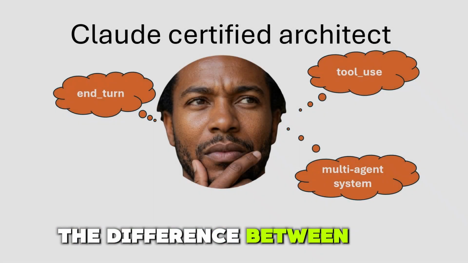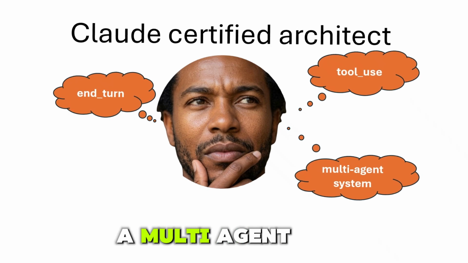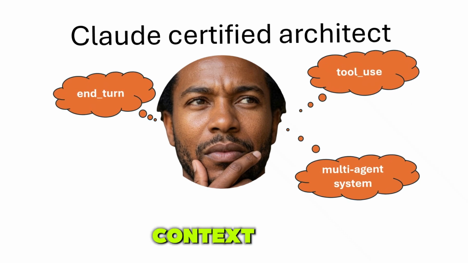Do you know the difference between an end turn and a tool use stop reason? Can you architect a multi-agent system that doesn't leak context?